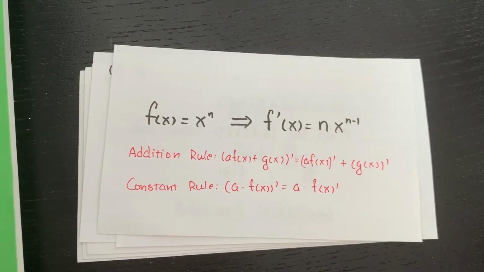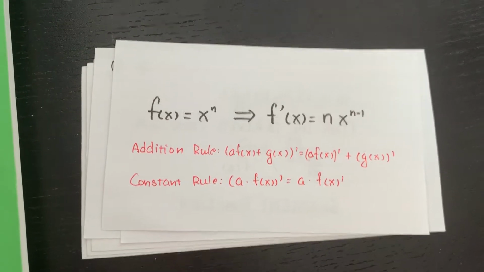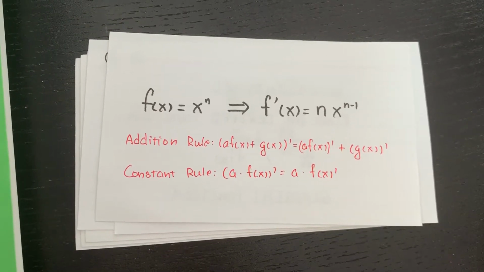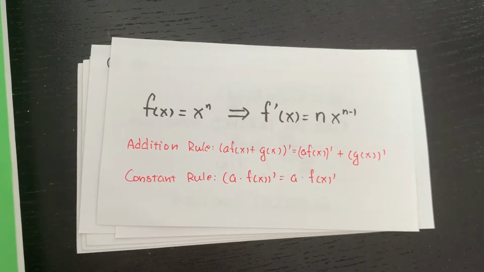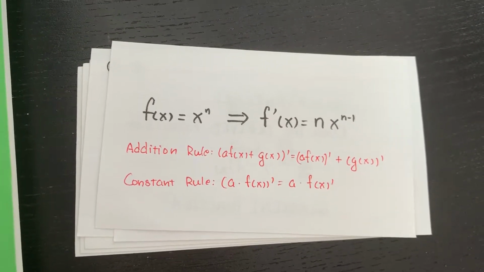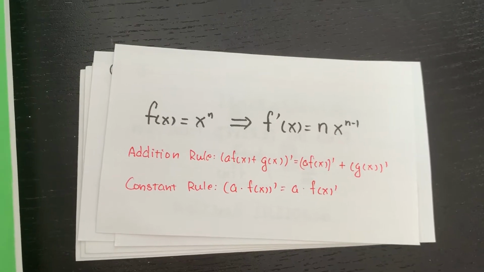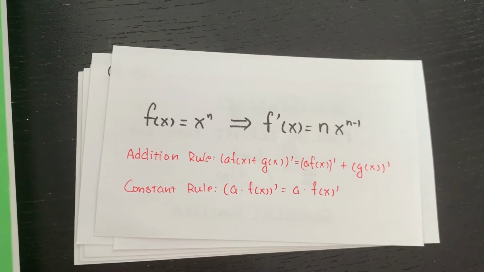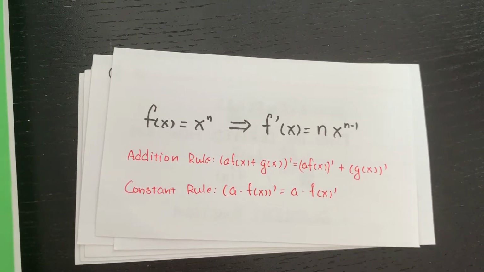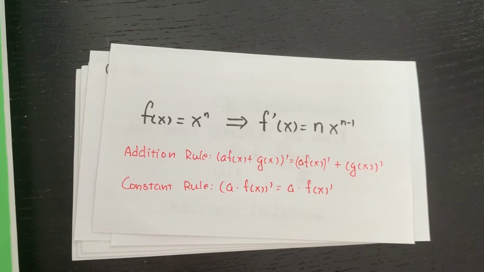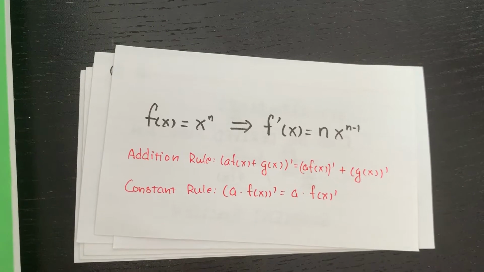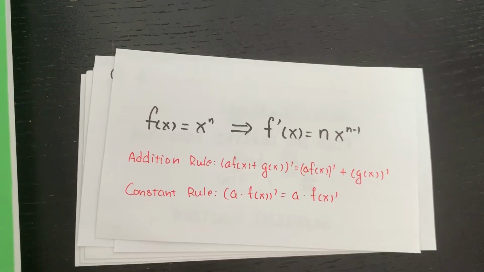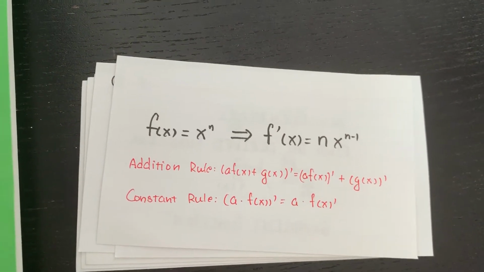Apart from this formula, when we solve questions, we also need two other rules, such as the addition rule, which is when you have several functions together, you can differentiate each term of them and add them together at the end. And the other one is the constant rule, which is when you have a number or a constant in your function. You don't have to differentiate that constant. You just isolate it out and differentiate that function separately.